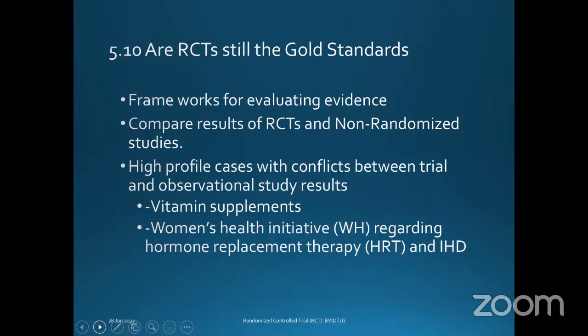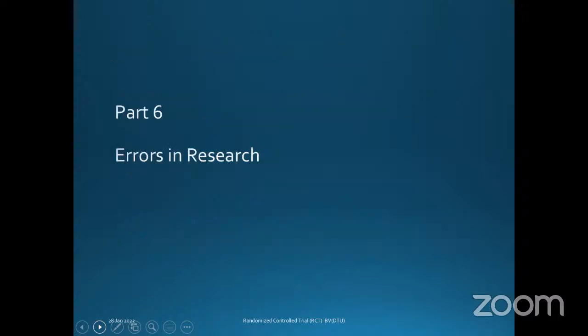It is a framework for evaluating evidence. Compare the results of randomized control trials with non-randomized studies. There are in the literature many such examples. One is vitamin supplements. High-profile cases with conflicts between trial and observational study results include vitamin supplements being useful in preventing cardiovascular disease, which has been proven a myth. The Women's Health Initiative regarding hormone replacement therapy and ischemic heart disease was also an observational study which had shown positivity, but which fell flat after the randomized control trial.